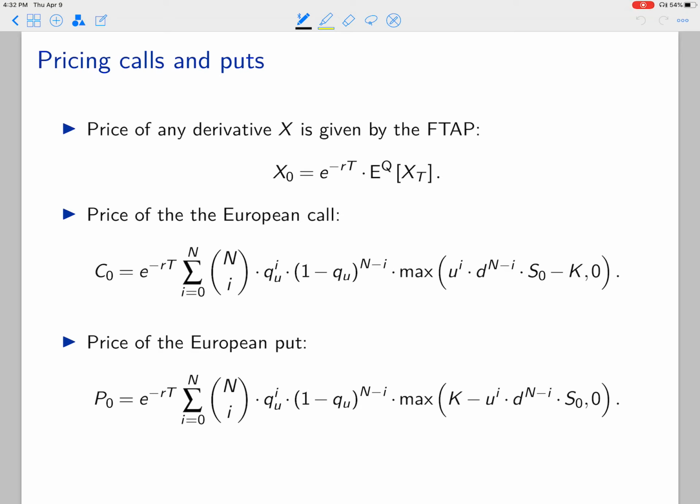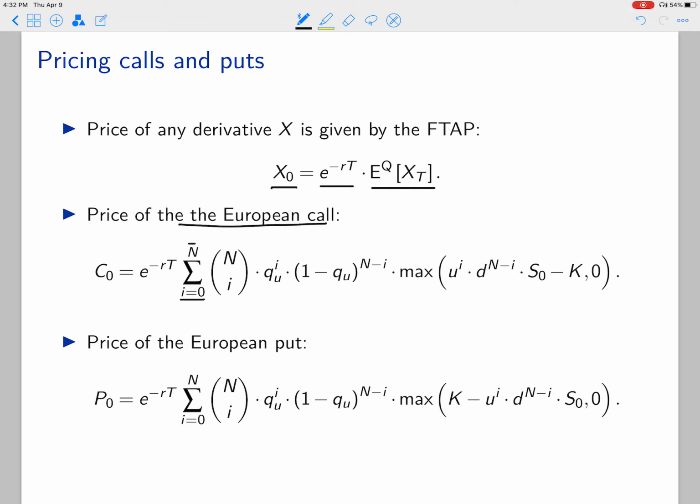The FTAP states that the price of any derivative is just its discounted expected payoff under the risk-neutral probability measure, or X0 is equal to e to the negative rT, EQ of XT. Remember that the EQ of XT is just a weighted average payoff. All you do is take the probabilities and multiply them by the payoffs across all the states. We don't use states in this particular example. We're going to instead use the number of up movements, but we're going to have similar computations. There's going to be a total of n plus 1 different possible numbers of up movements. You start at I equals 0 to n.